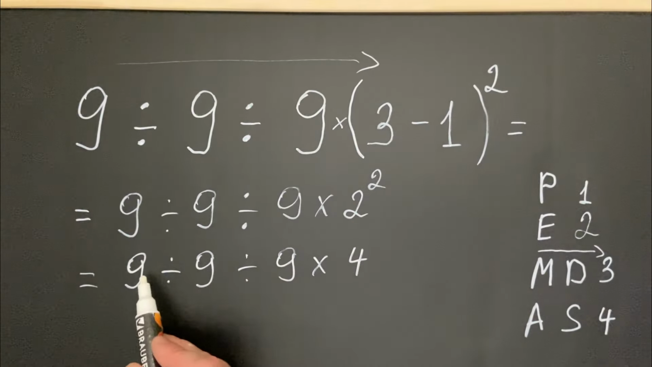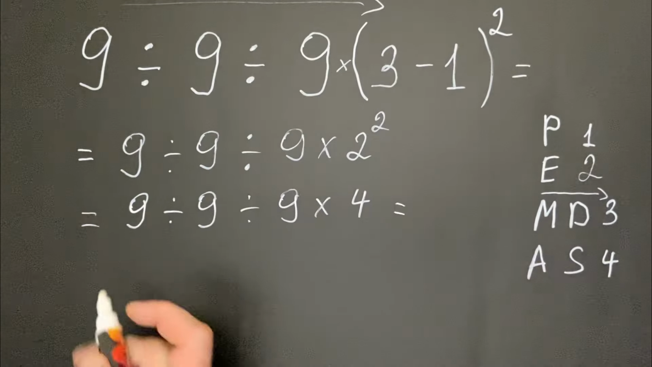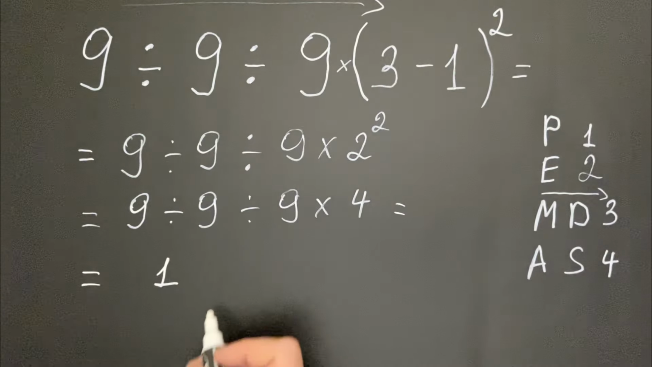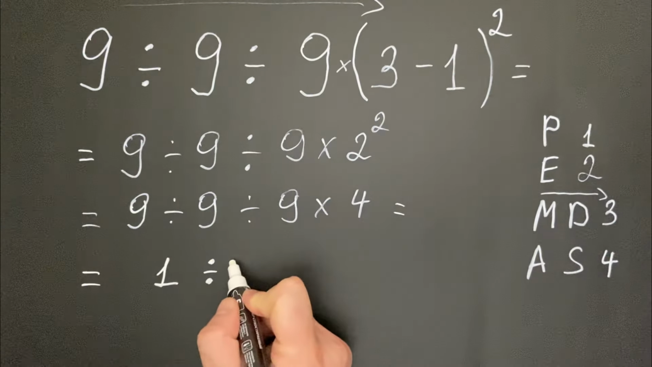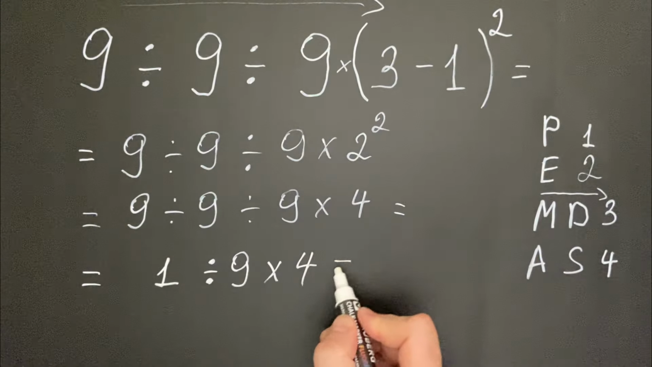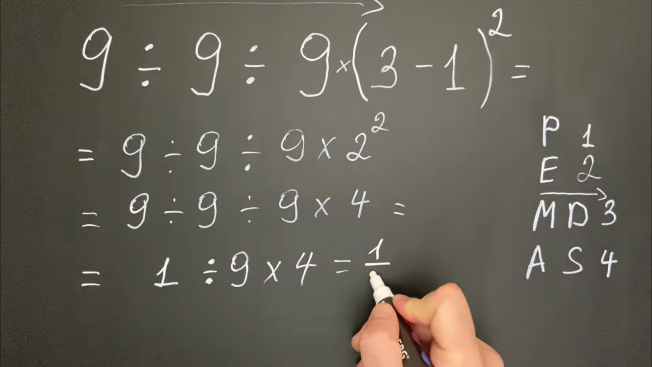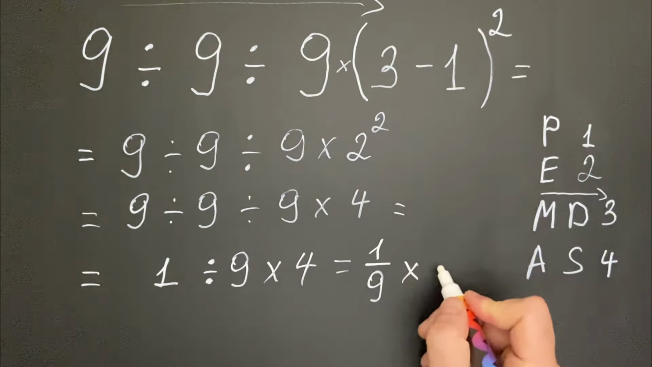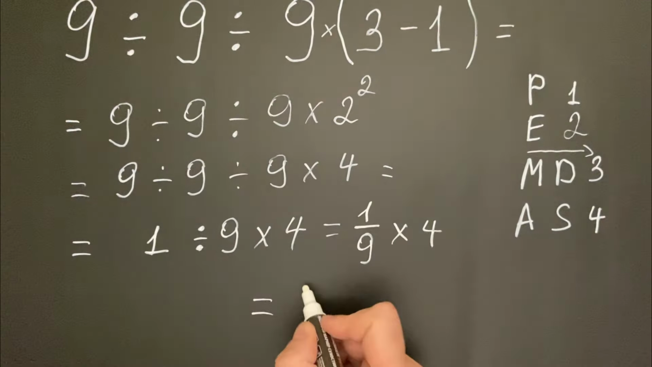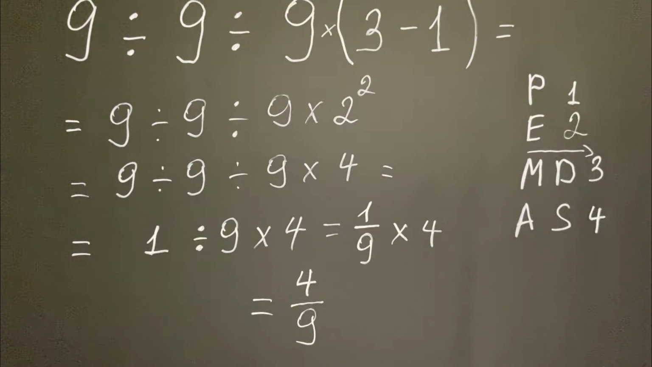Now we are at the third level, where multiplication and division must be done from left to right. This said, we do first this division, and then this multiplication. So 9 divided by 9 equals 1, divided by 9 multiplied by 4. Okay, so 1 divided by 9, we can write as 1 over 9 multiplied by 4, which equals in the end 4 over 9.